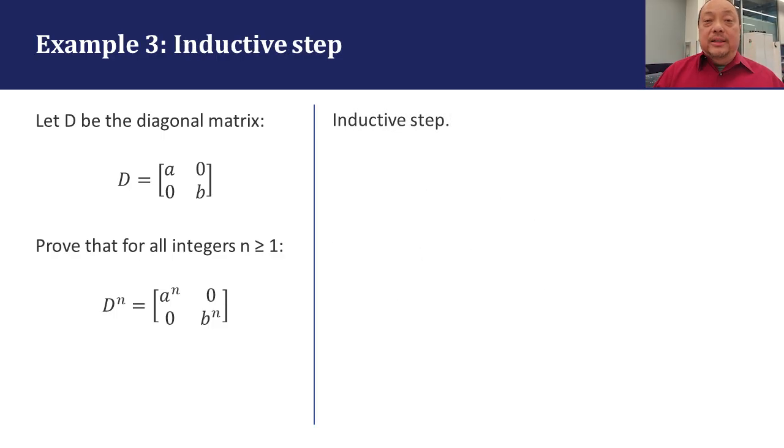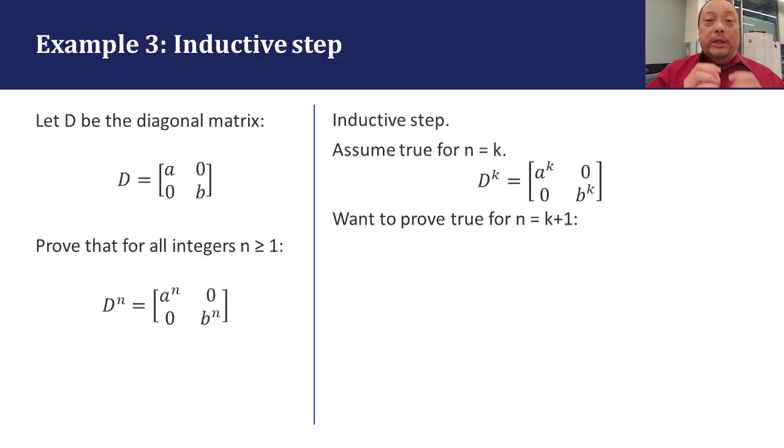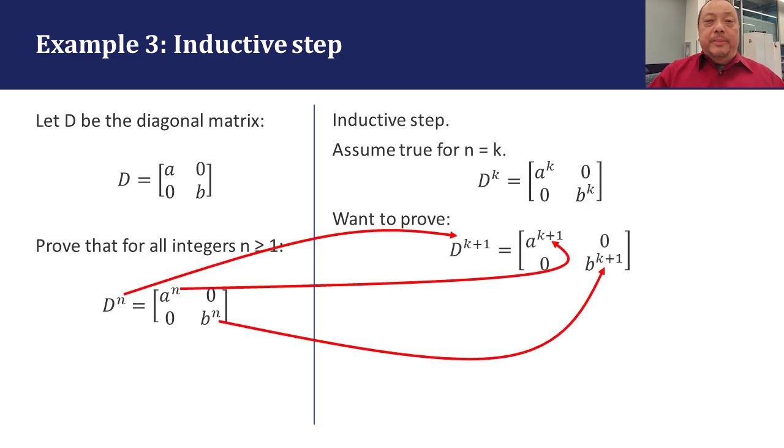Now let's do the inductive step. The hypothesis. Assume true for n equals k. Just write down the statement with k in place of n. Now we write what we want to prove. We want to prove the statement is true for n equals k plus 1. Write down what it means. We want to prove the statement with k plus 1 in place of n.